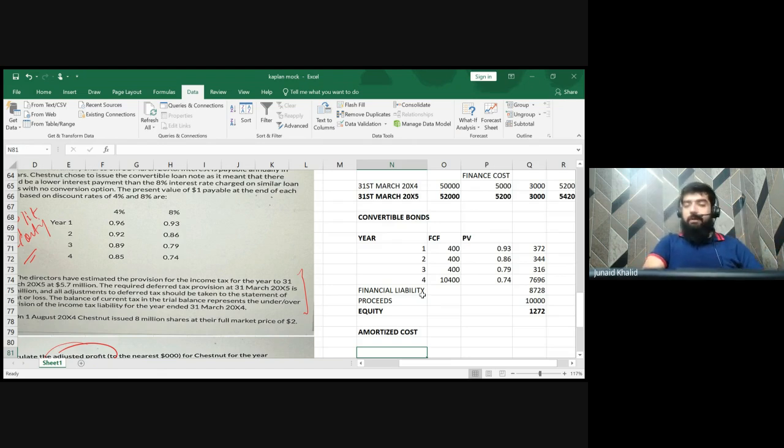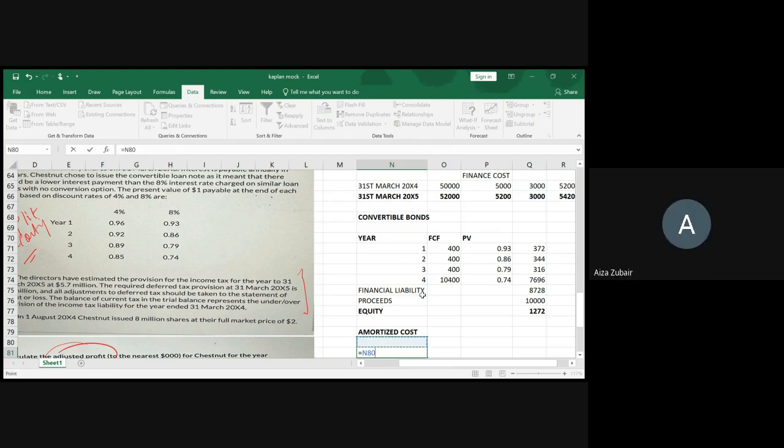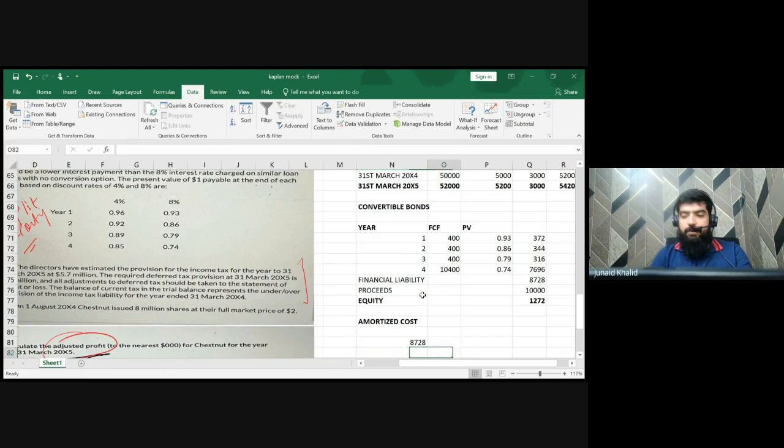In order to make an adjustment for year 1, because this convertible bond was issued at the start of the year, obviously at the end of the year we are going to calculate the interest. So the table will start from which value? Financial liability 8,728. Very good. And what are we going to multiply on that one? 8%. Excellent.